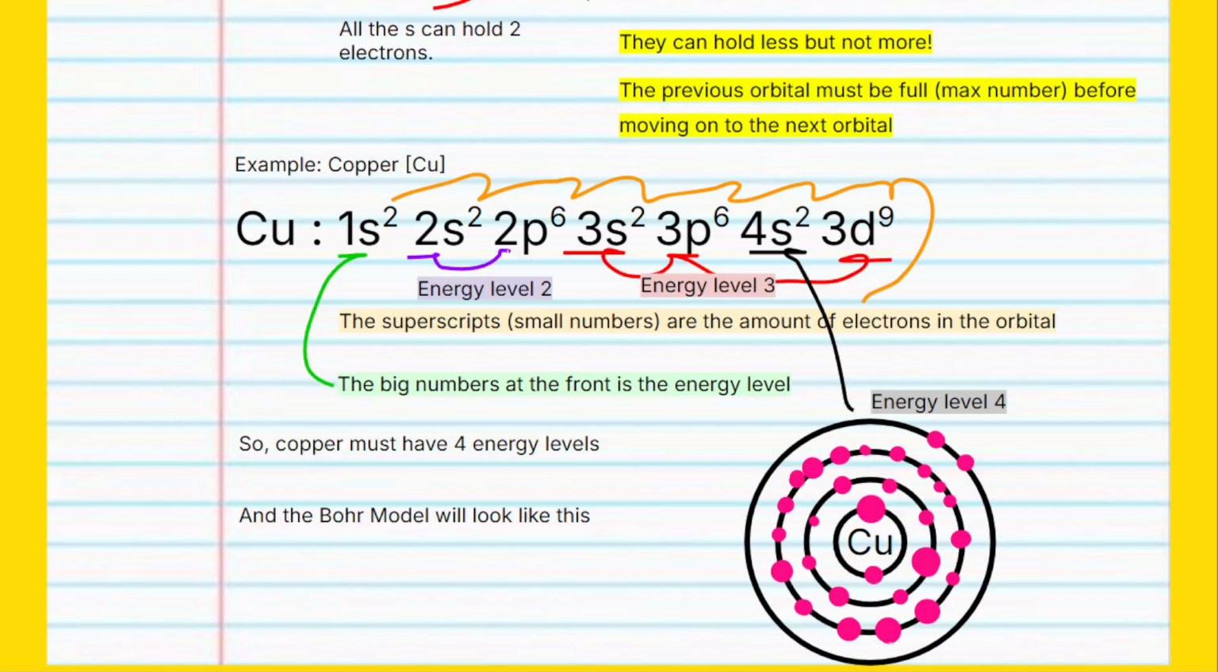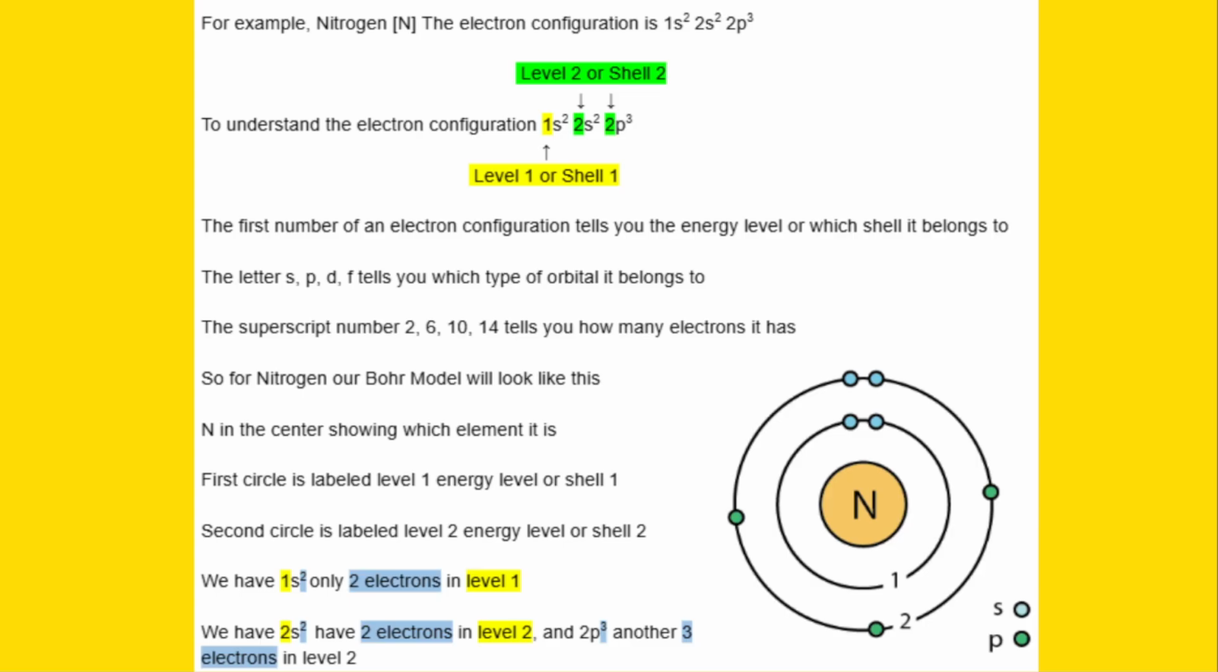So it looks pretty simple. There's just a few rules that you have to follow. Okay, so let's look at more explanation. So for example, right here we have nitrogen, right? Nitrogen has, well, on the periodic table, it would need 7 electrons total.